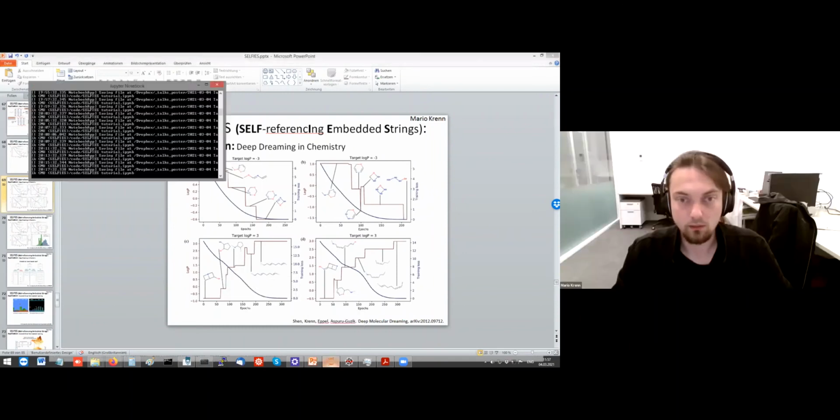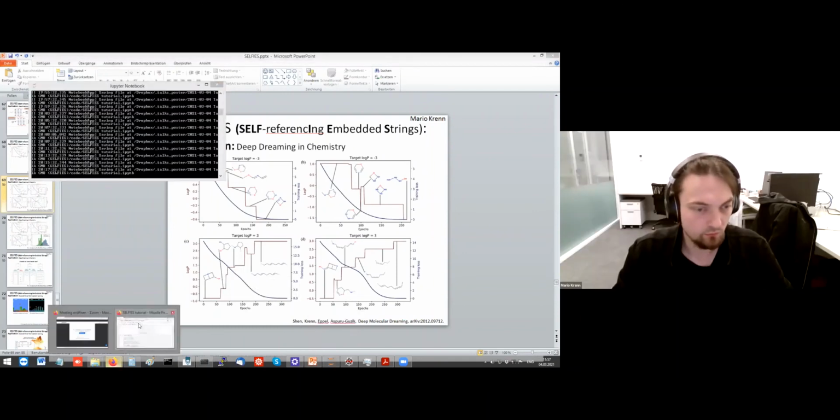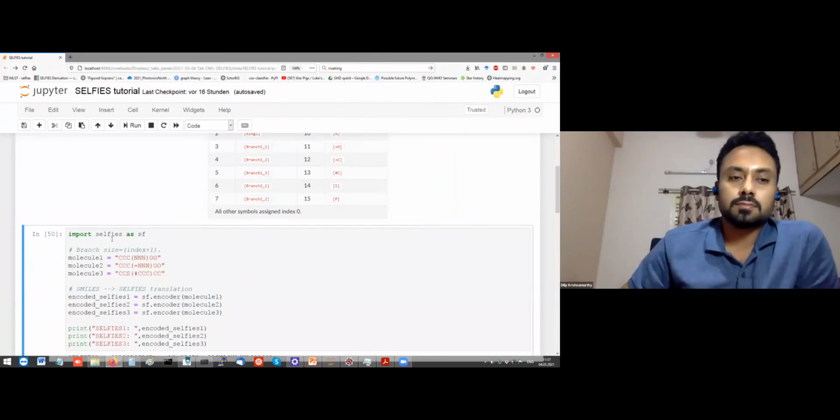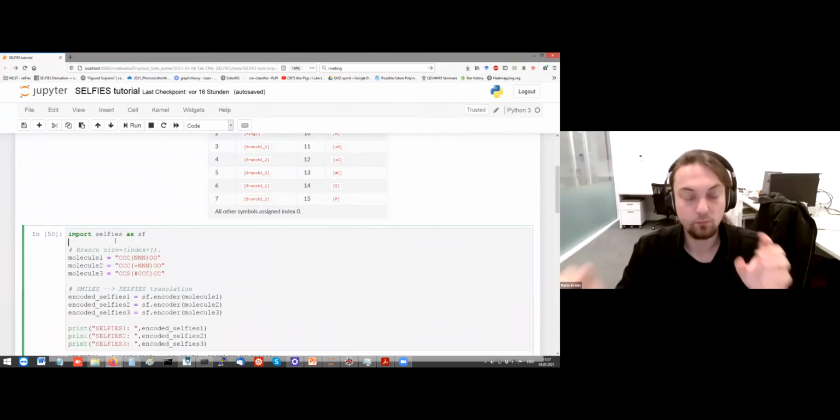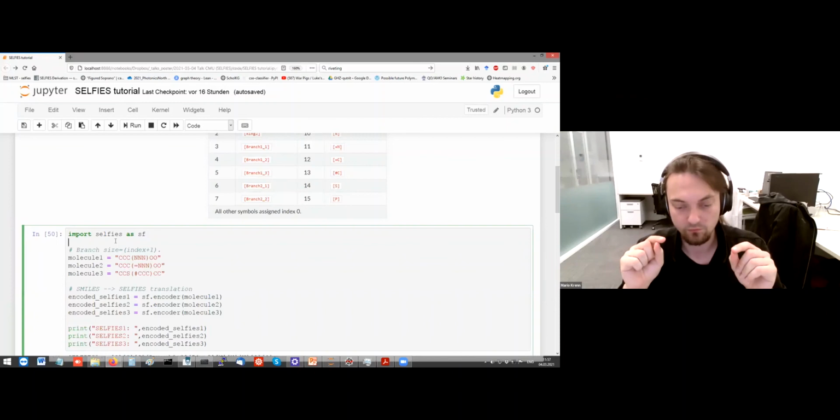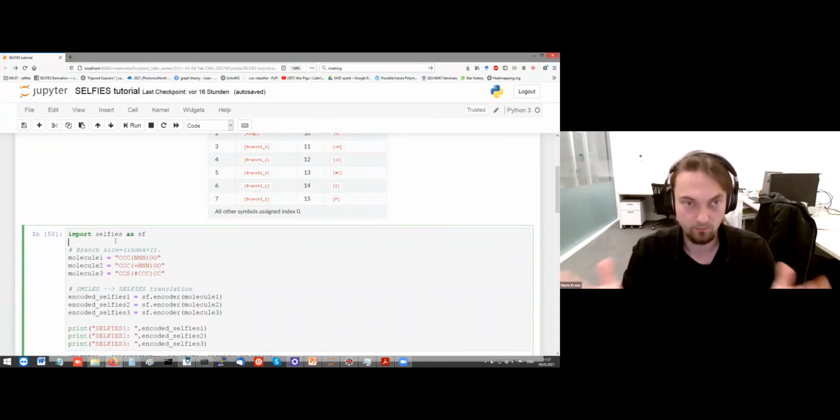So I would show first how to use SELFIES, and then very briefly go to the main points of the deep dreaming code, if that's fine. Should take 10 minutes maybe.